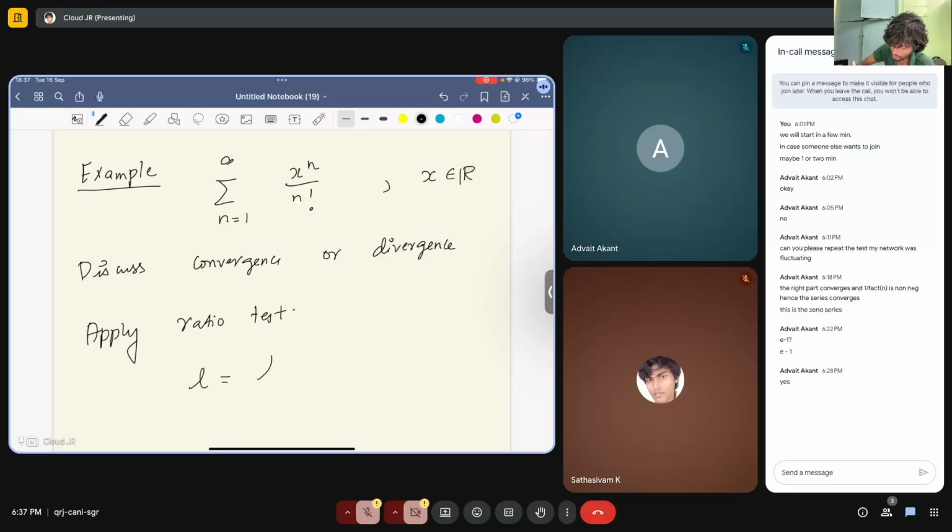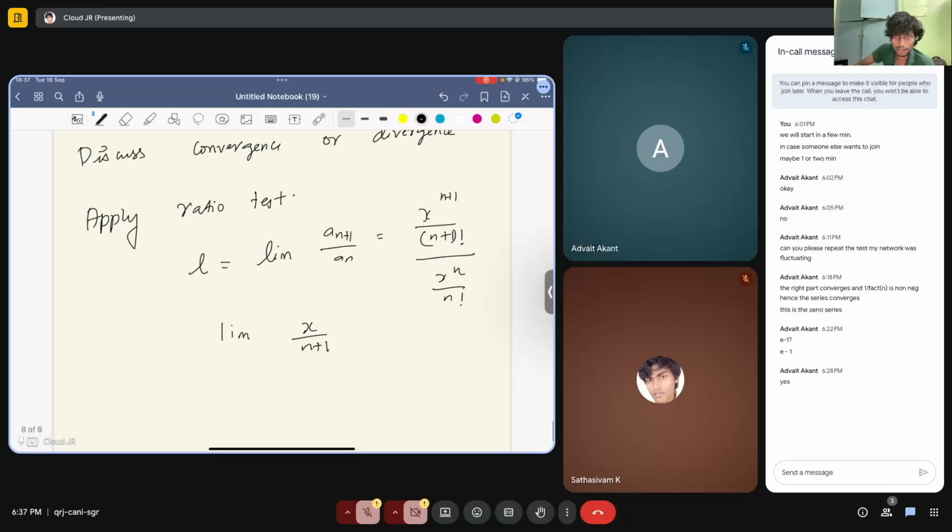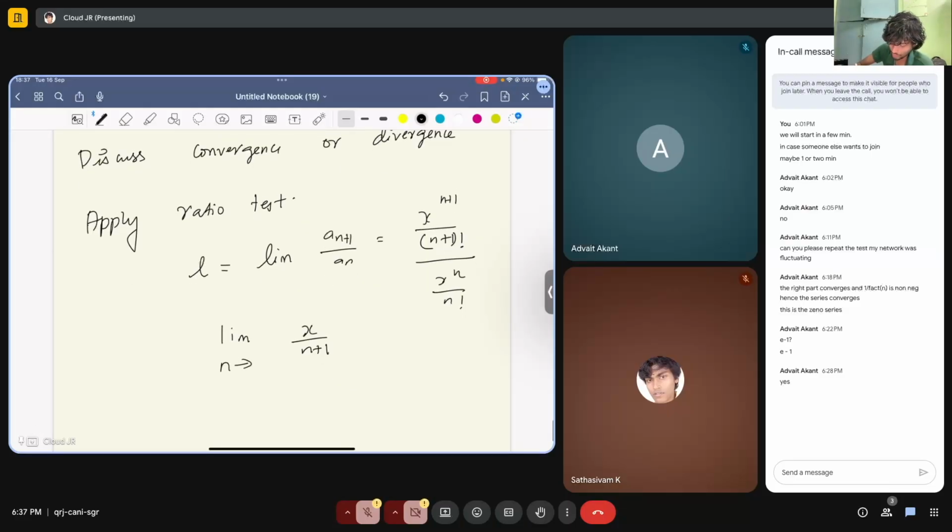So here L is equal to the limit of a_(n+1) by a_n, which is x power n plus 1 by (n plus 1) factorial, divided by x power n by n factorial. But this is nothing but x by n plus 1. Now you have to take the limit as n goes to infinity. As n goes to infinity, this term will be 0, right? So your limit is basically 0.